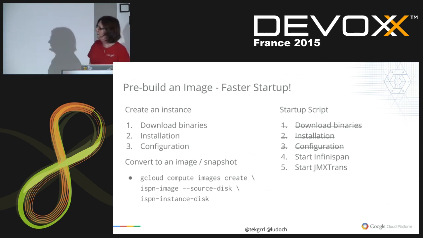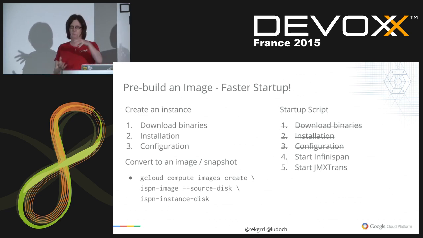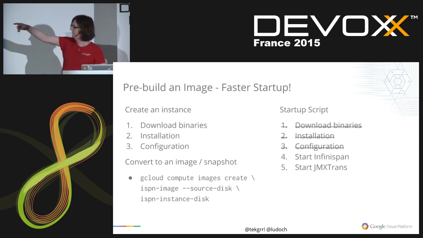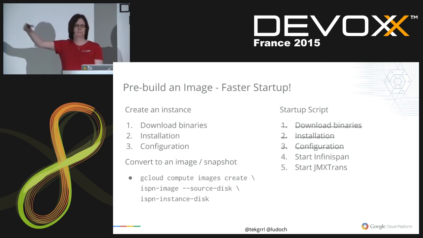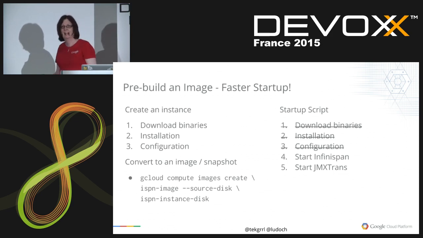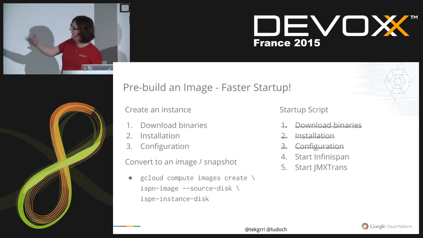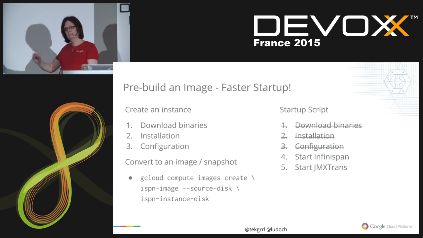And to do that, we create the virtual machine that we want to take an image of, and then we can do gcloud compute images create, the name of the image, and then the source disk. This is some disk that we have in Compute Engine. And it will create a new image for us called ISPN image. And then when we go to create new virtual machines, we can just use this image.